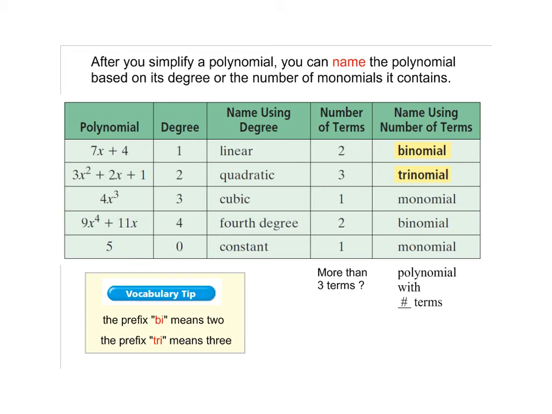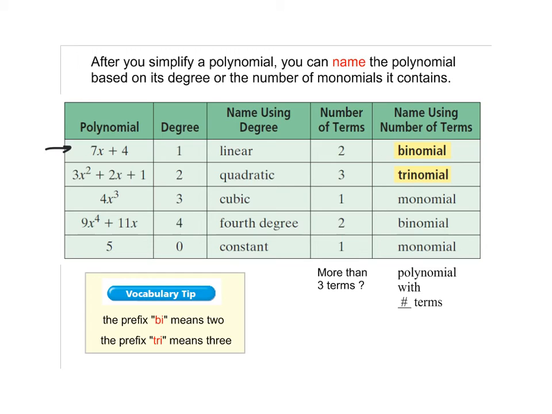As we look here, there's a lot of information, so let's take it one line at a time. Whenever you have a polynomial, you can name it using its degree, and you can state the number of terms and name it using the number of terms.